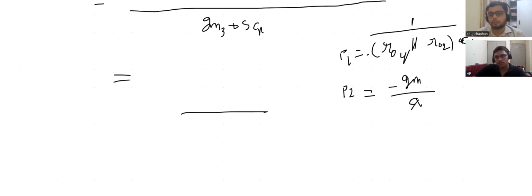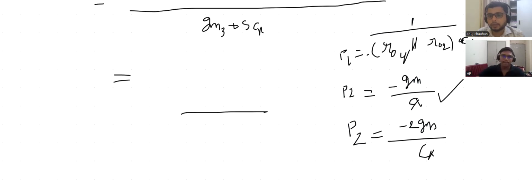And the zero actually forms a pole-zero doublet. So the zero is at double the frequency of the second pole. Quickly write the transfer function. And the DC gain is, I can say, minus gm R04 parallel R02.